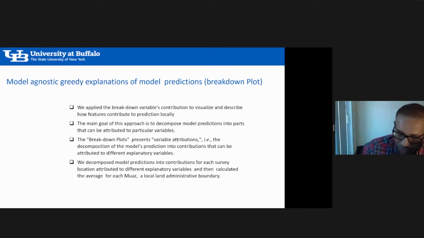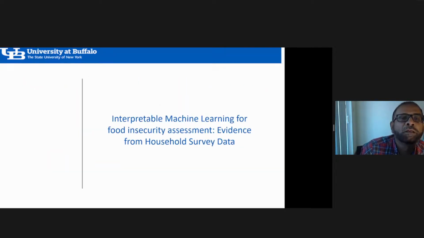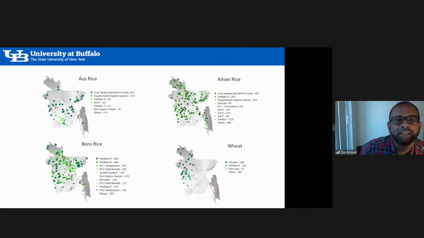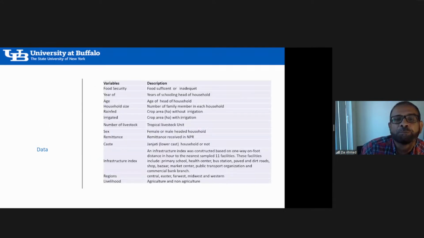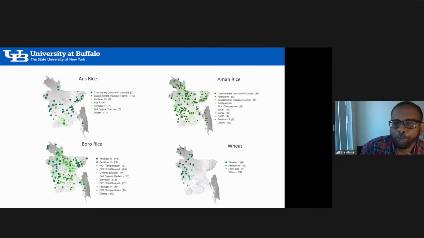So here I show how we get from variable importance. We found the crop variety for Aush is a very important factor. So when we do the variable contribution, this is the first important variable I mapped. Where is the location where the variable ranked 1? Just to explain in a better way, crop variety we found ranked number 1 in 37 moja for Aush rice.